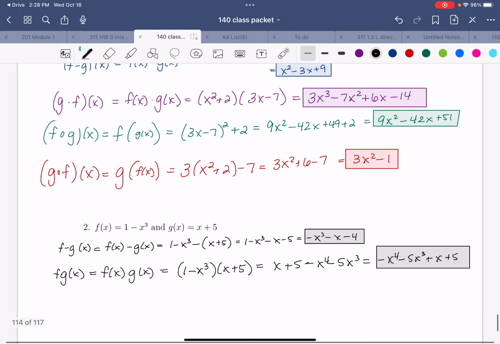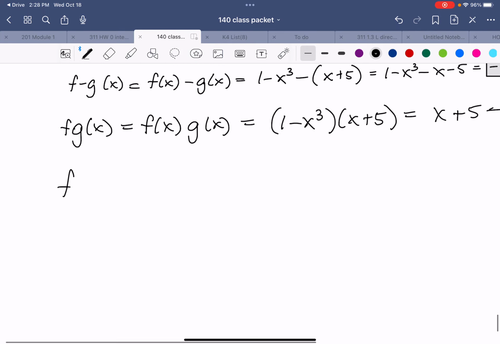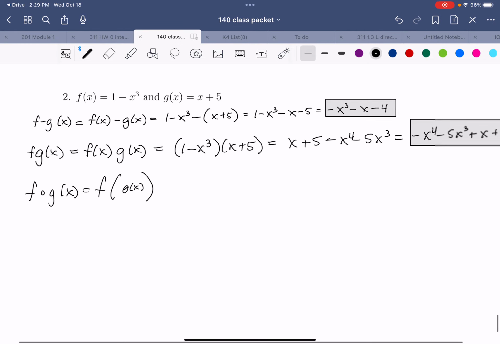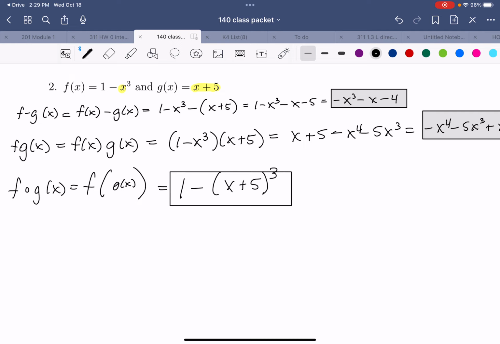All right, and then we want f composed with g first. So we want f composed with g of x. That means I'm taking f and I'm putting a little g of x inside there. So I'm taking this x plus 5 and I'm replacing the x with it. So that's going to give me 1 minus (x plus 5) cubed. Now I'm not going to go ahead and multiply that out because I don't want to cube things. So we're going to leave it as is.